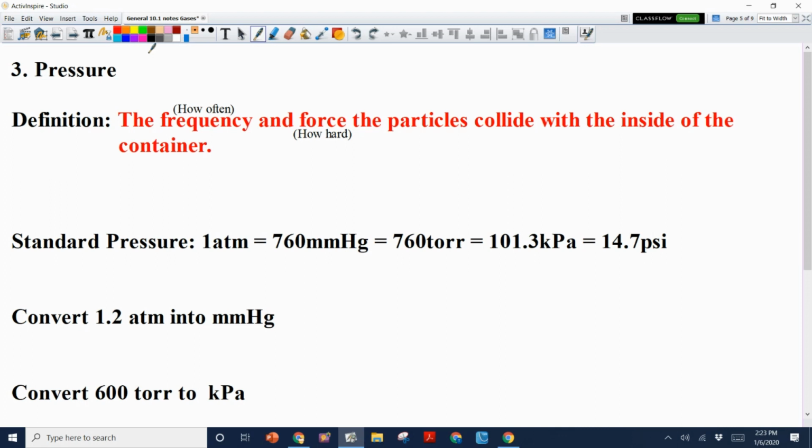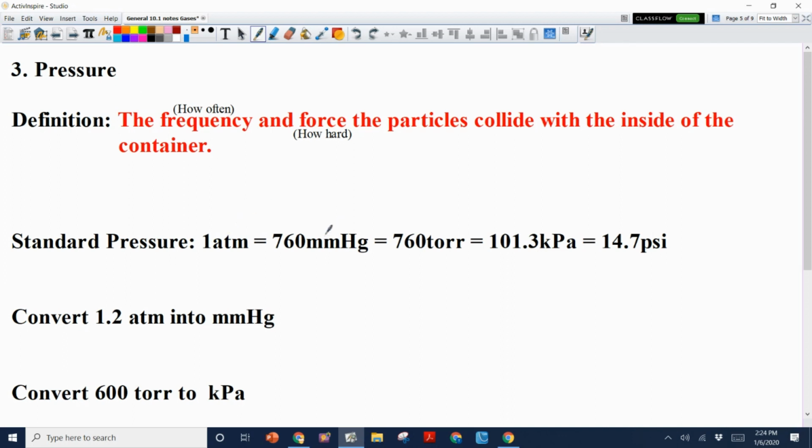And when they hit the inside of the container and they bounce off, each one of those that hit and how hard they hit is what determines the pressure of gas in that container. All right, so it's the frequency and the force that the particles collide with the inside of the container that they're in. Standard pressure. Unfortunately, with pressure, there are 5 different units that we're going to be working with.